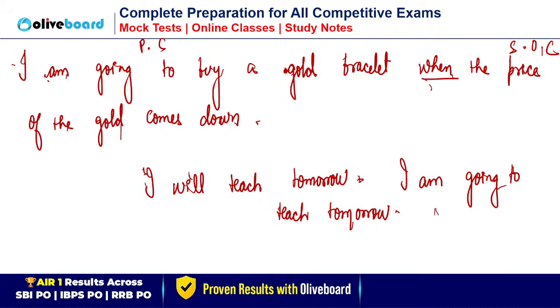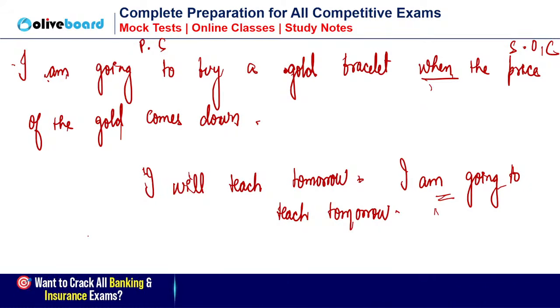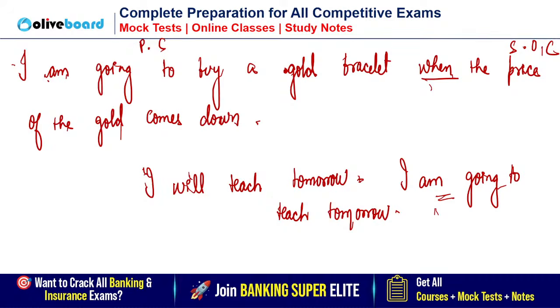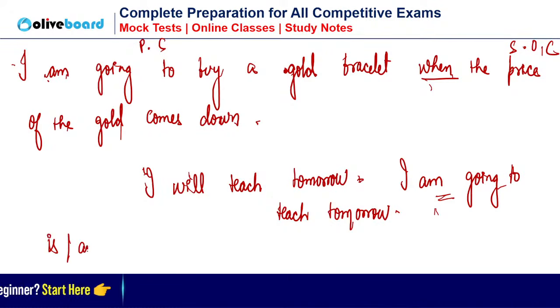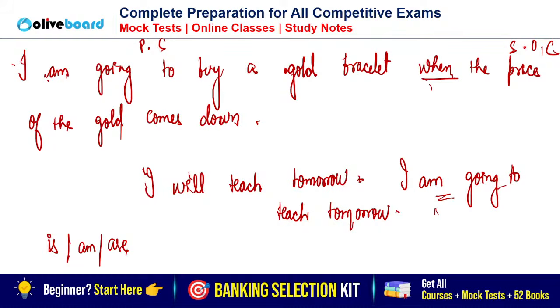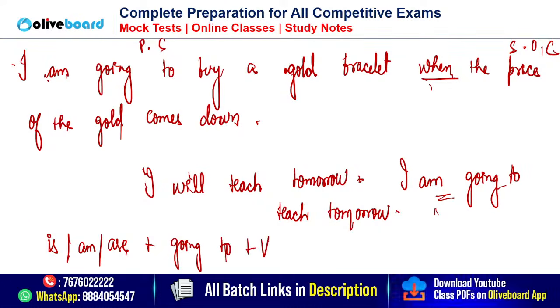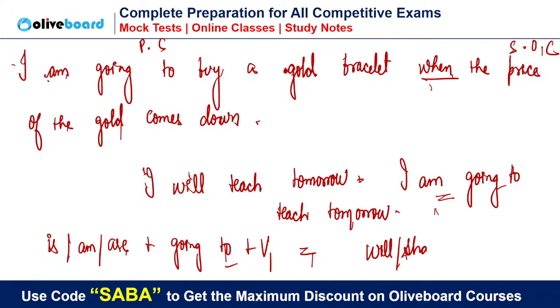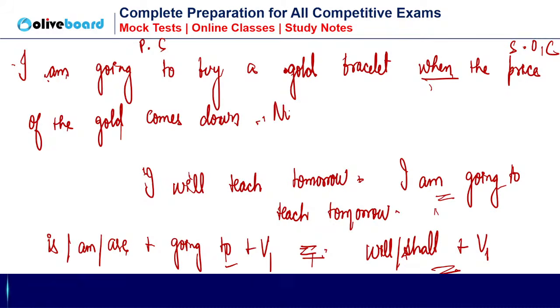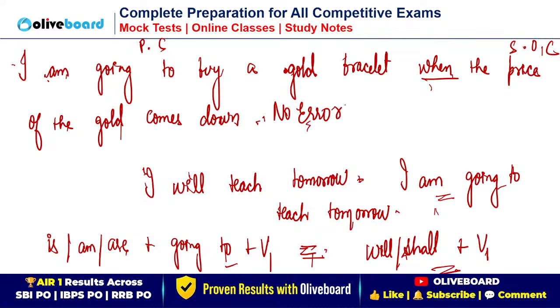Am, is, are plus going to plus V1. It also carries the sense of future. Is, am, are going to means I am about to do something, which means it is future. So is, am, are going to plus V1 also carries the sense of future. So whether you write this or you write will, shall plus V1, they both carry the same sense. Tomorrow is a holiday, tomorrow will be a holiday. They both are the same. So once again the answer will be no error.